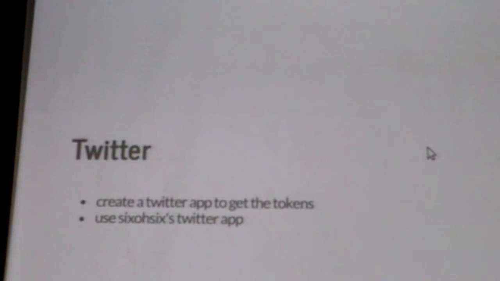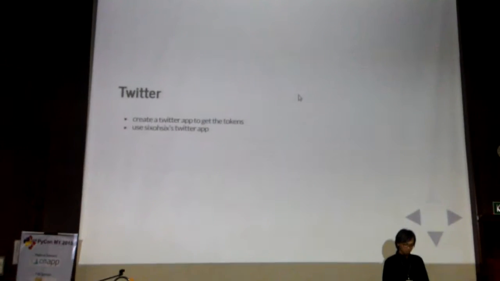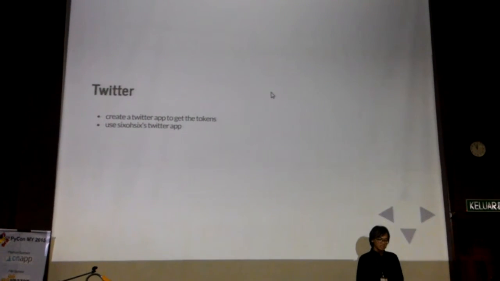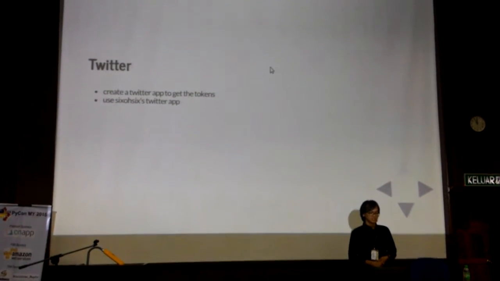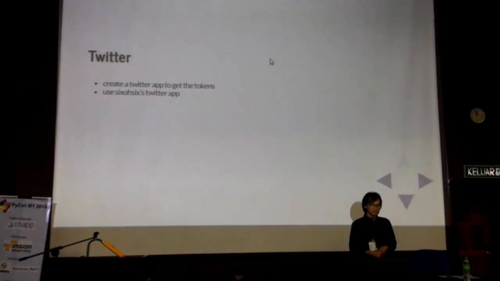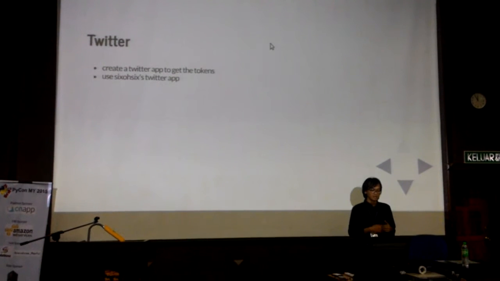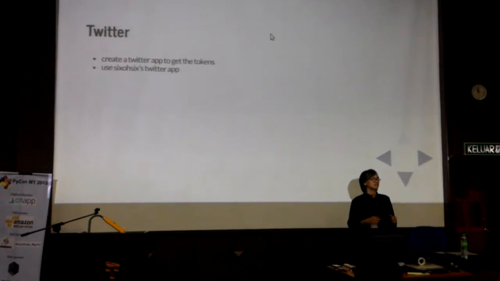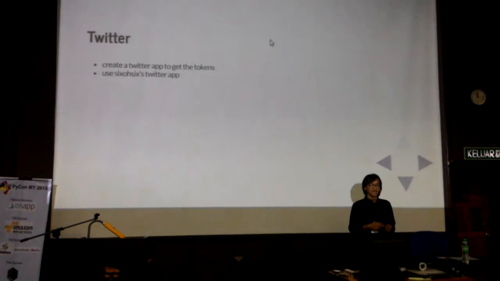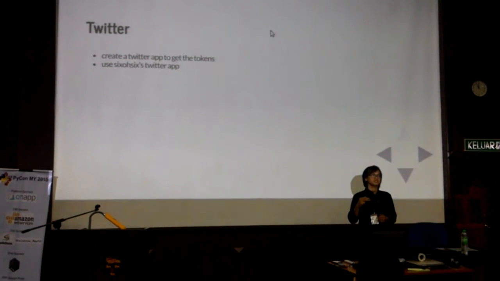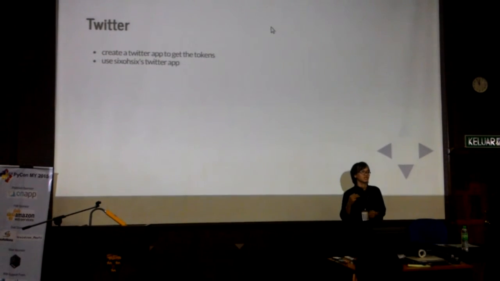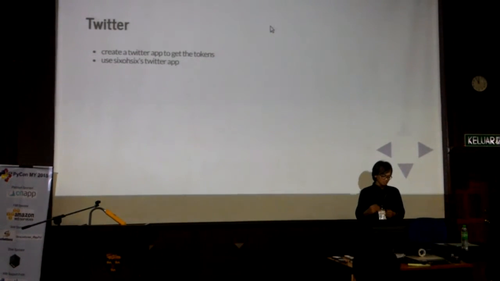This time is for posting to Twitter. Before we can post to Twitter using the 606 Twitter app, we need to create our own Twitter app. Basically, this is to have the tokens that we can use for the API.